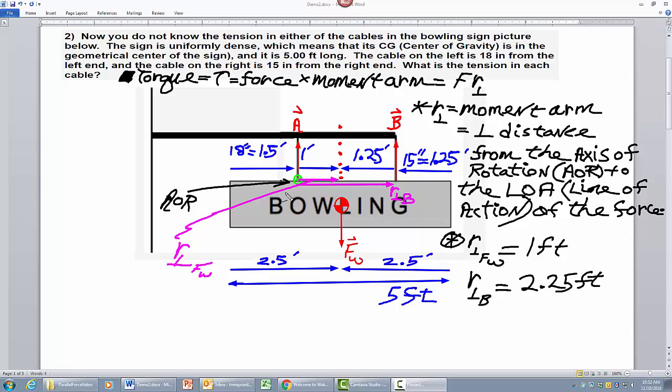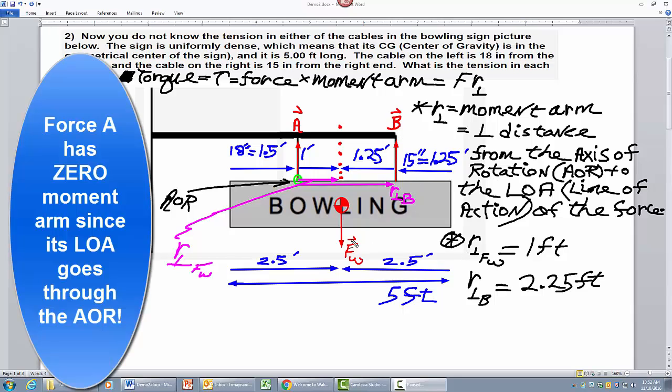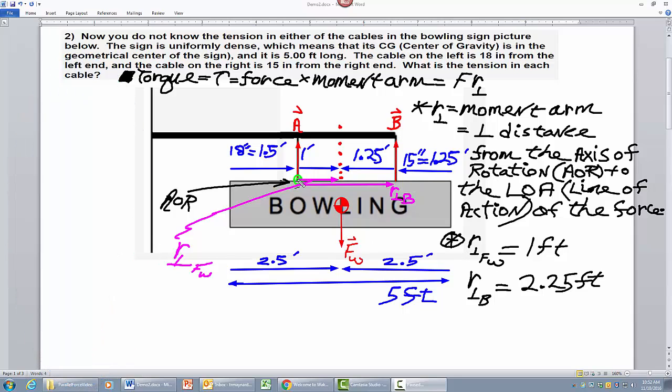We're now ready to calculate the moment arms for the weight force vector and force vector B. The moment arm for the weight force vector is the perpendicular distance from the axis of rotation, shown here, to the line of action of the force vector, shown here. That is 1 foot. The moment arm for tension vector B is the perpendicular distance from the axis of rotation to the line of action of vector B. That we see to be 1 foot plus 1.25 feet, or 2.25 feet.